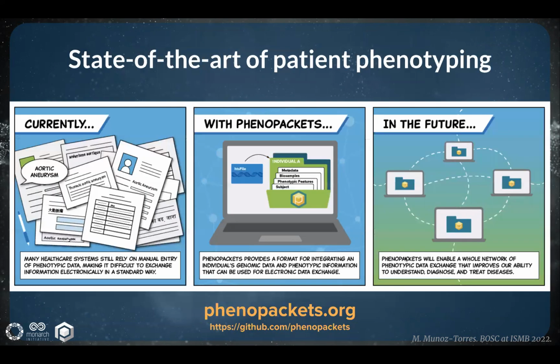Even today, many healthcare systems rely on the manual entry of phenotypic data. The offer of a standardized format then brings hope to reaching a state in which we're able to not only integrate the individual's genomic and phenotypic data, but also enable the easy electronic exchange of this information. The Phenopacket will hopefully ultimately improve our ability to understand, diagnose, and treat diseases.